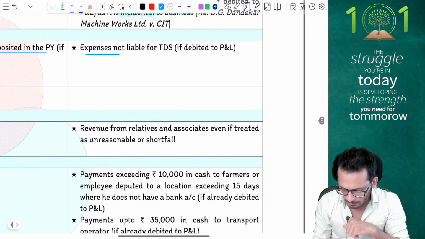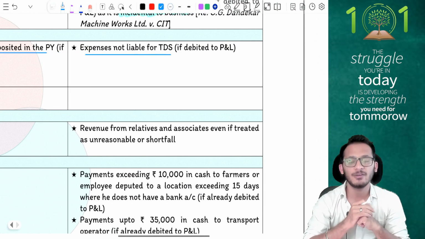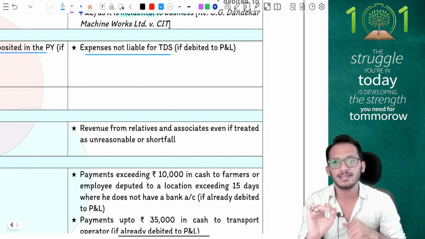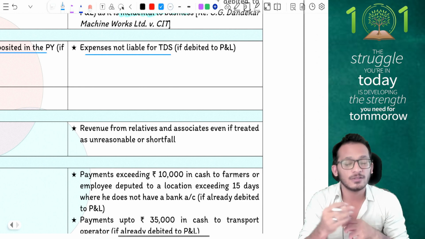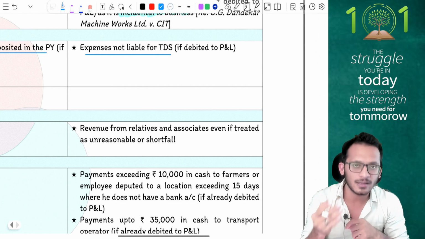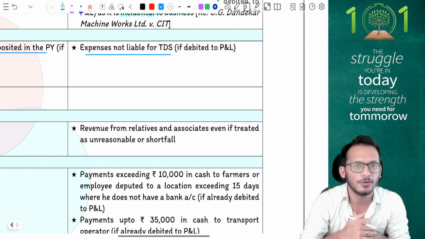Items which are going to be ignored, people, are items which are not liable for TDS. You may sometimes get questions in the exam where ICAI gives you a question and says TDS is not deducted. Before you make a decision on whether it should be disallowed or not, first of all, check whether disallowance will accrue or not, meaning whether the payment is really liable for TDS or not.